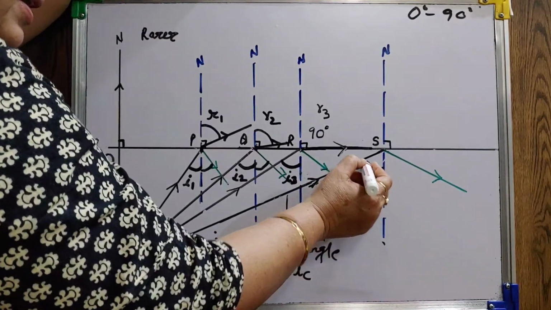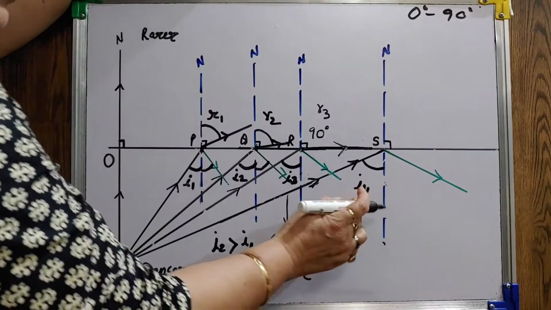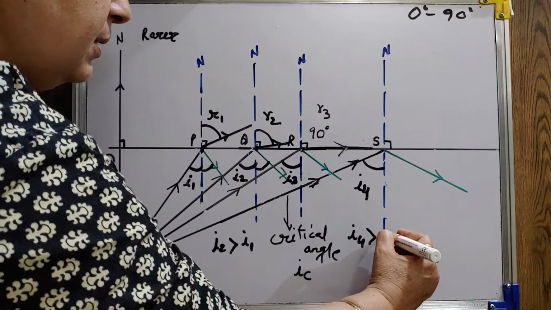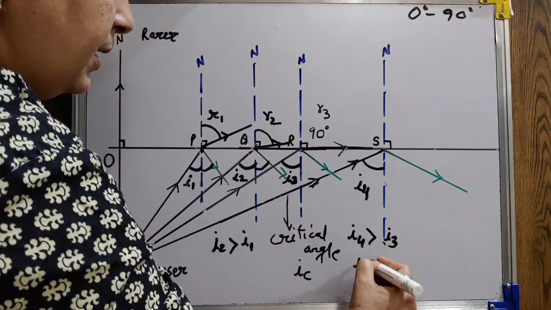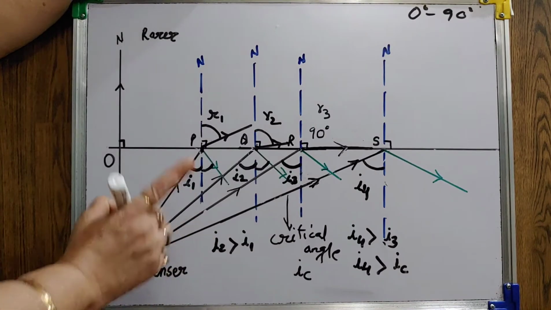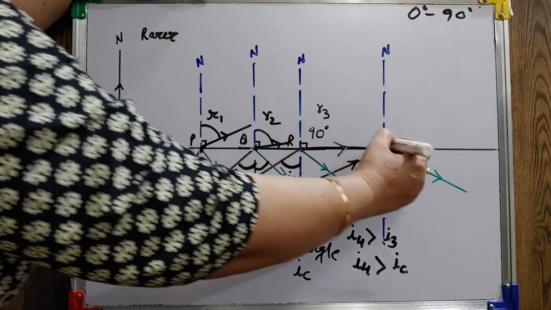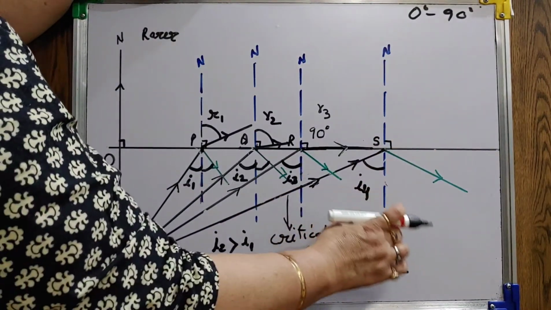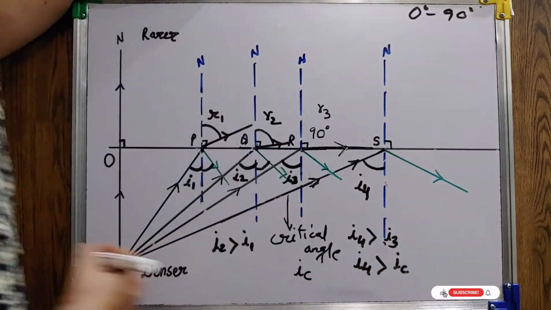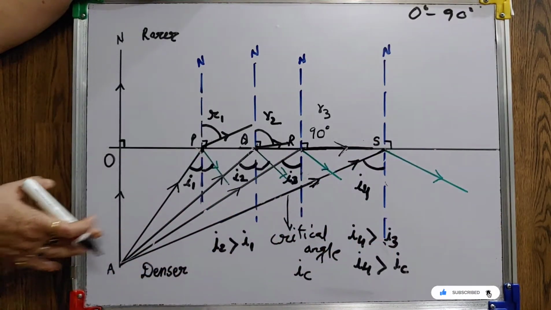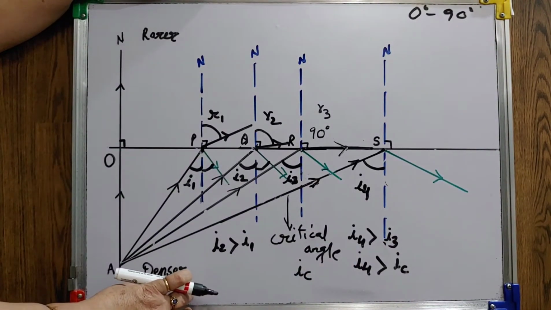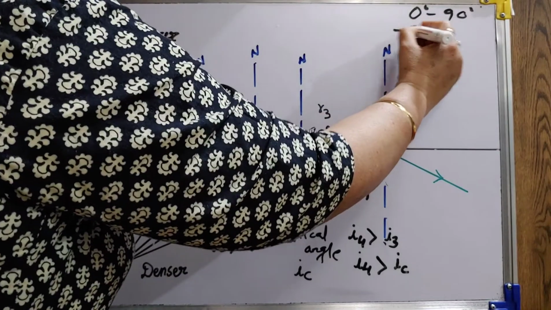Now suppose my angle of incidence is I4, which is greater than I3. It means my I4 is greater than I3. I3 is our critical angle. It means now my angle of incidence is greater than the critical angle. So at point C, my angle of incidence is greater than the critical angle. At this instant, the whole ray is reflecting back in the same medium. See, my incident ray is in the denser medium, and my reflected ray is also in the denser medium. It means the ray has totally reflected.